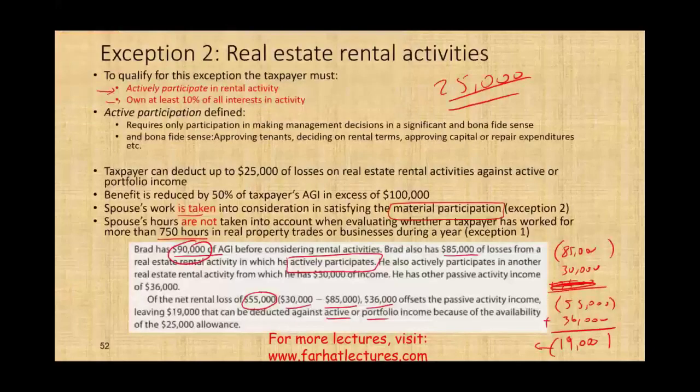Let's look at the first example. During the current year, Gene, a CPA, performed services as follows: 1,800 hours in tax practice, and 50 hours in an apartment leasing operation in which he has a 15% interest. Because of his oversight duties, Gene is considered an active participant. Hold on a second. So now you are an active participant and you own 15%. Well, guess what? You're under this rule. You're an active participant and you own at least 10%, okay?